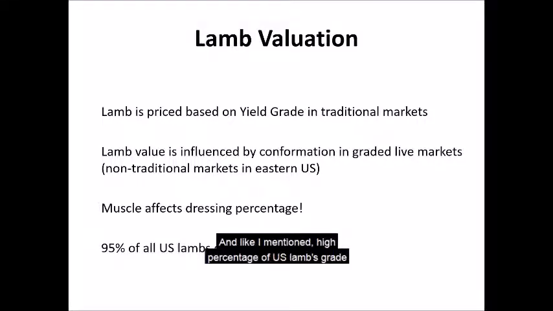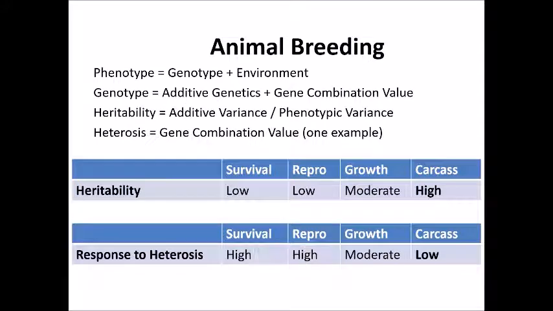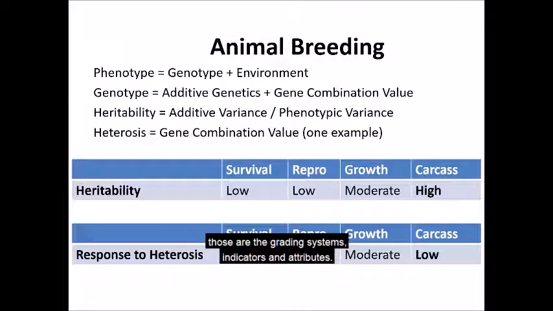And like I mentioned, high percentage of U.S. grade lambs grade prime or choice. Quality grade is generally not a strong screening mechanism, except for really exceptional cases when it comes to pricing. All right, so those are the grading systems, indicators, and attributes.